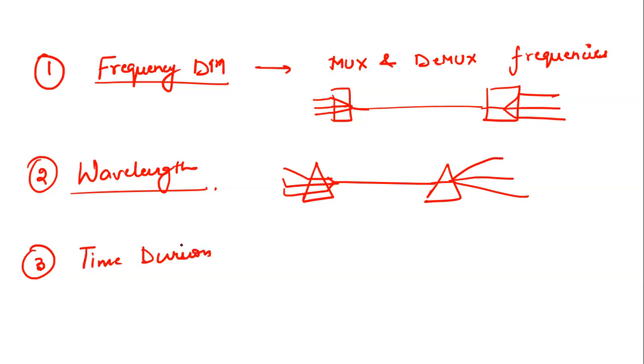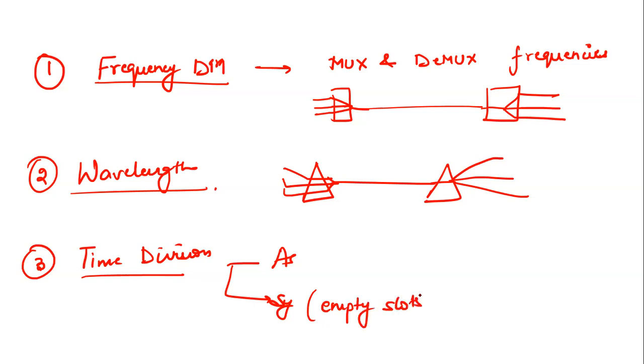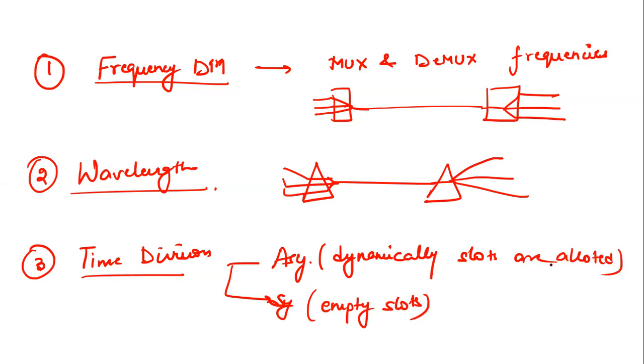So we have two types of time division. One is your asynchronous and one is your synchronous. So synchronous means you can have empty slots, right? Because if you are given a slot and you don't have data, even then it will remain empty as there is no one to send the data. But in asynchronous, this is not the case. There are no empty slots. Dynamically, slots are allotted. So the most common, most important ones for you are frequency and time division.